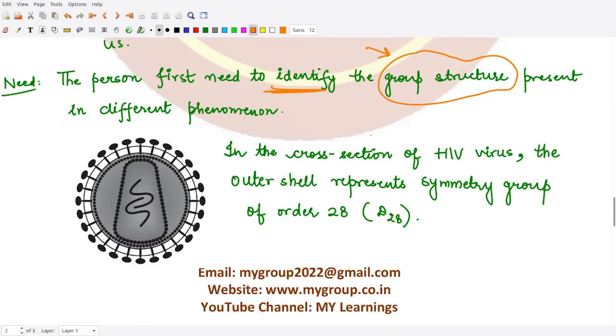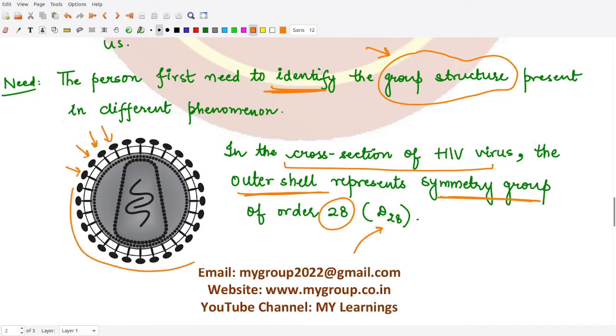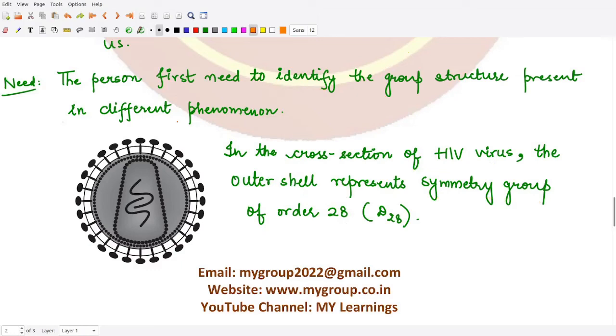So here for example in this case we consider the HIV virus, the cross section area of HIV virus. So here you see the outer shell represents a symmetry group, right, and it is of order 28, so you can write it as D28. Why is this so? Because you see the strands here of the outer shell, they all are 28 in number, so therefore this is a symmetry group having order 28, right.